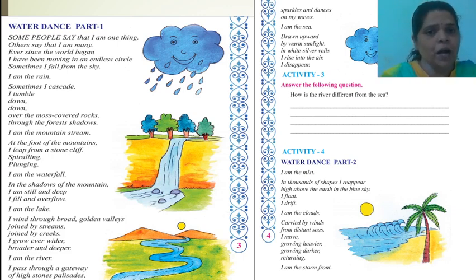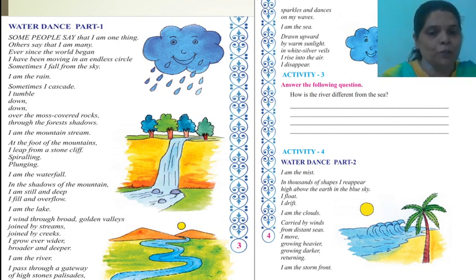In the next, at the foot of the mountain hills, I leap from a stone cliff, spiraling, plunging, and the waterfall. That means at the foot of the mountain hill. कभी कभी आपको पता है कि हर most of the river is coming from the mountains. All the rivers, okay, mountain foot. So at the foot of the mountains, I leap from a stone cliff. That means leap matlab jump. I jump from a stone cliff, spiraling and plunging. I am the waterfall. मैं कौन हूँ?